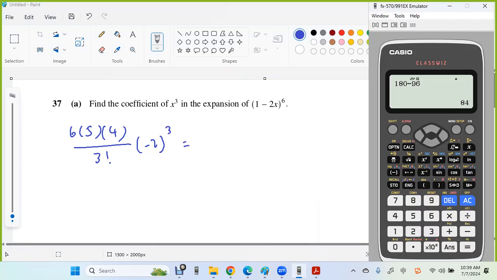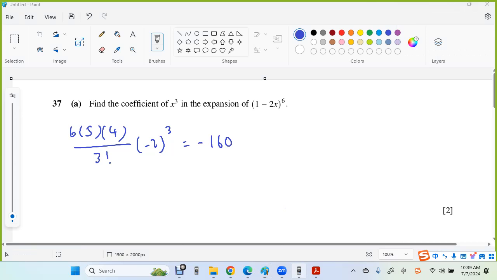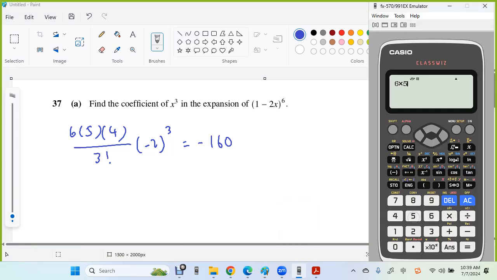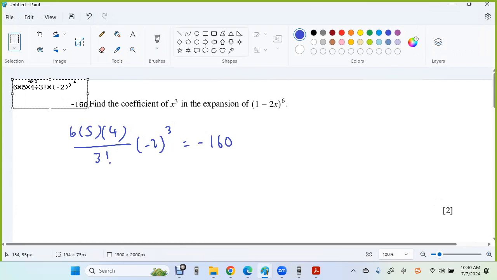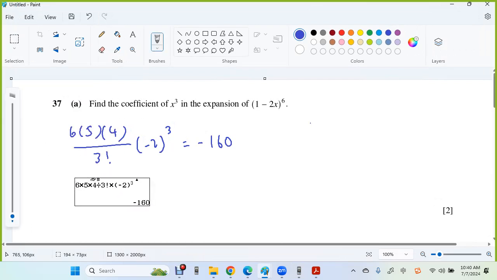So we have the 20 and then 8 and then 160. So this will be the negative 160. So I have 6 times 5 times 4 divided by 3 factorial times negative 2 to the power of 3.